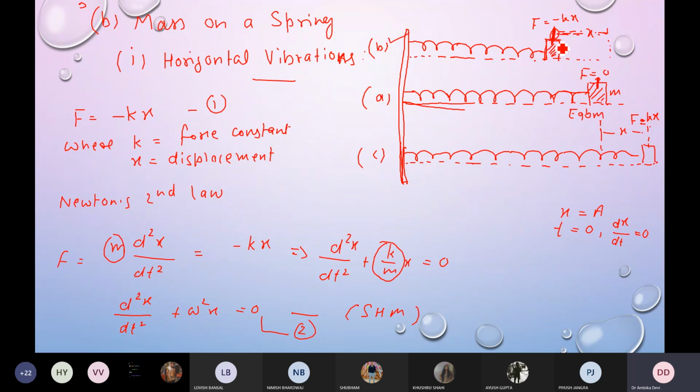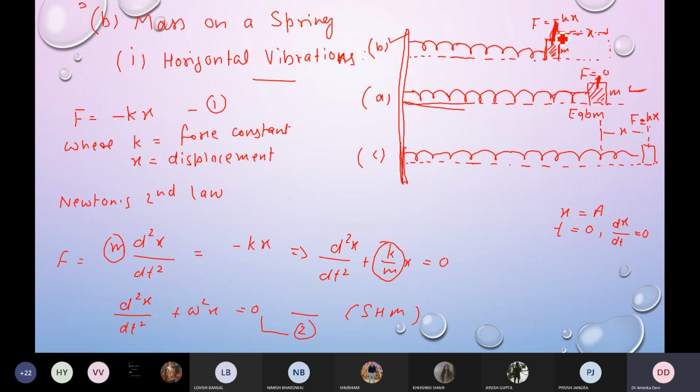Now there are two cases: if the motion starts from the extreme position here, and if the motion starts from the equilibrium position, okay. If the motion starts from the equilibrium position, all the parameters will be similar to those of simple harmonic motion, meaning omega, frequency n, time period T, and the solution of the differential equation of motion. Everything will be the same as we did in simple harmonic motion.